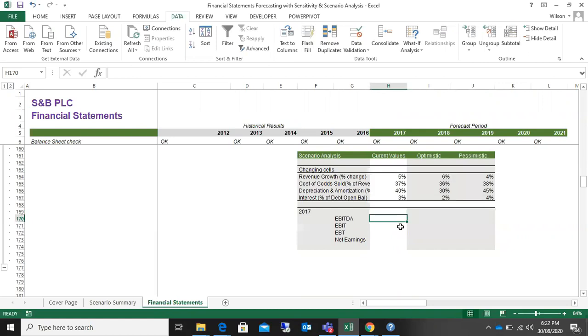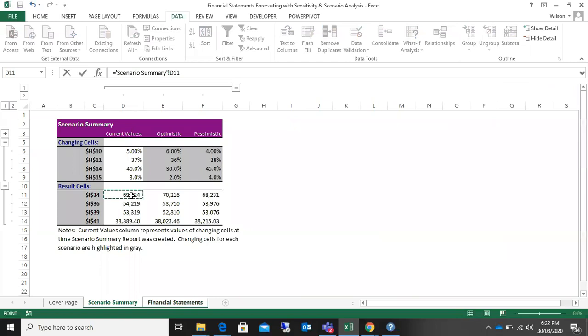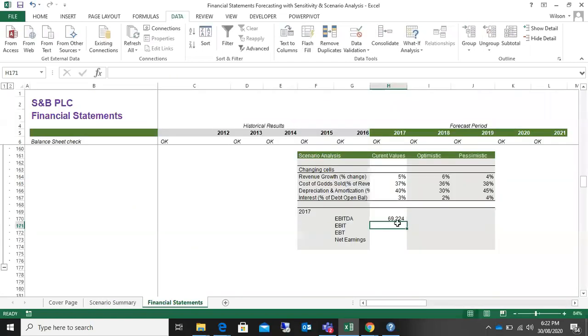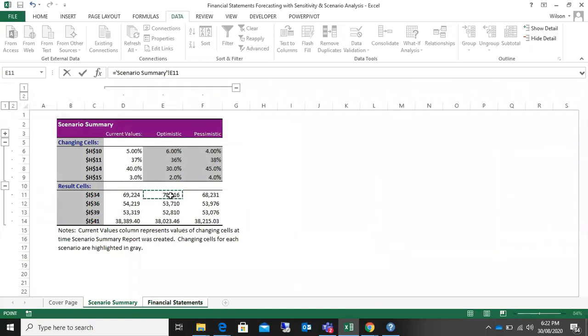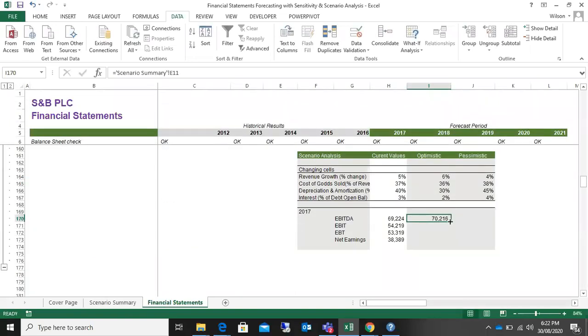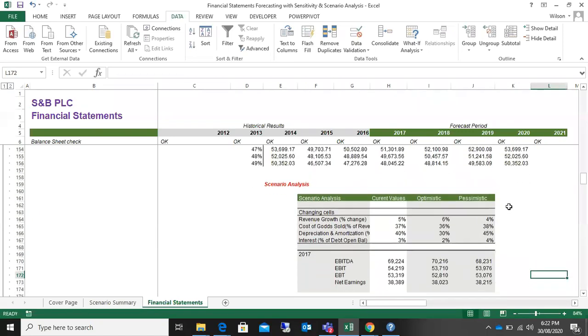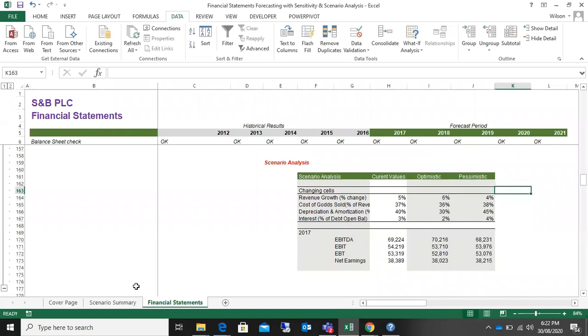Then come here, current value, go to scenario summary, select this and take it down like this. Then come here, select this, take this down like this and take it like this. Perfect, you are true. So this is your scenario analysis. So what you will now do is you will hide this.